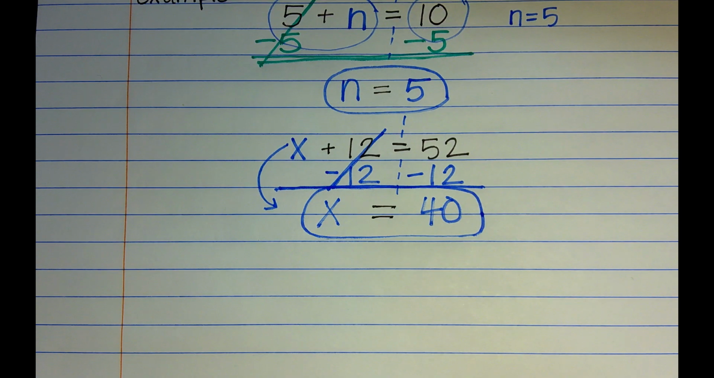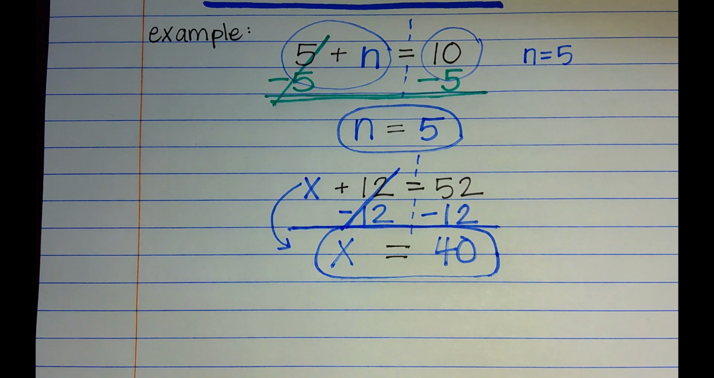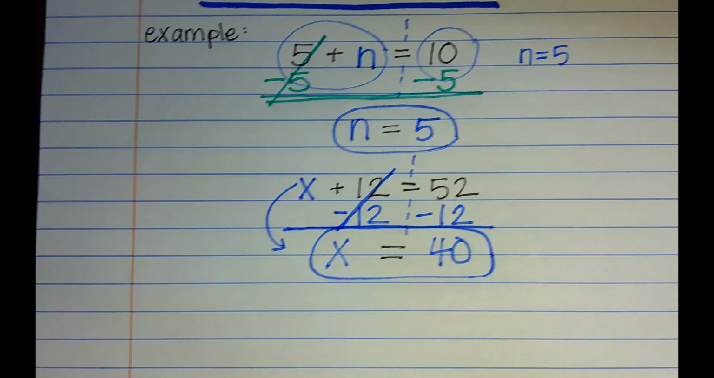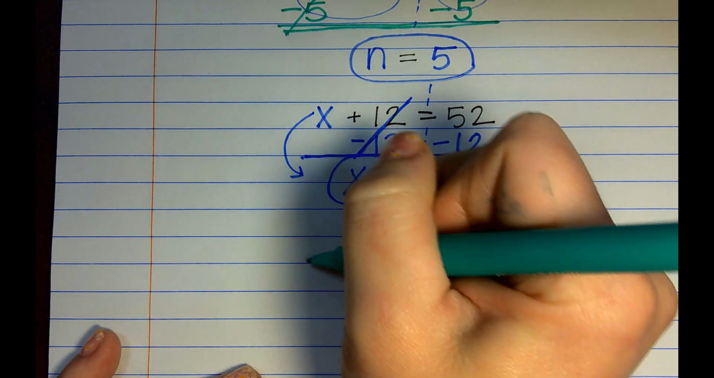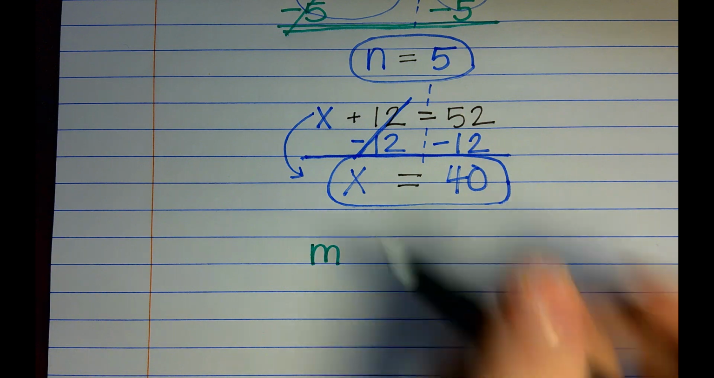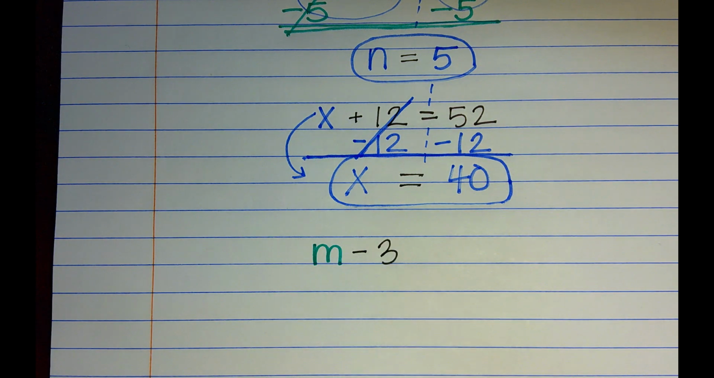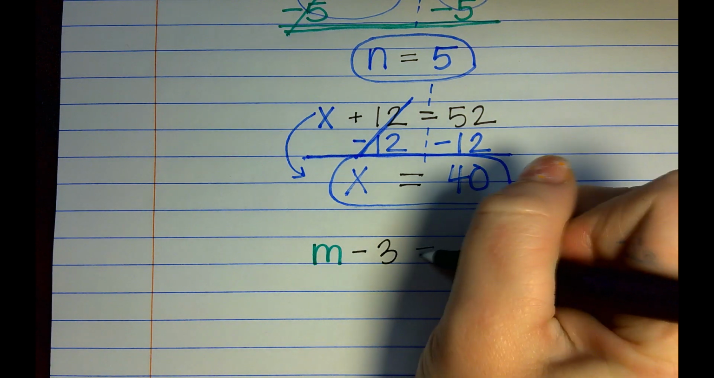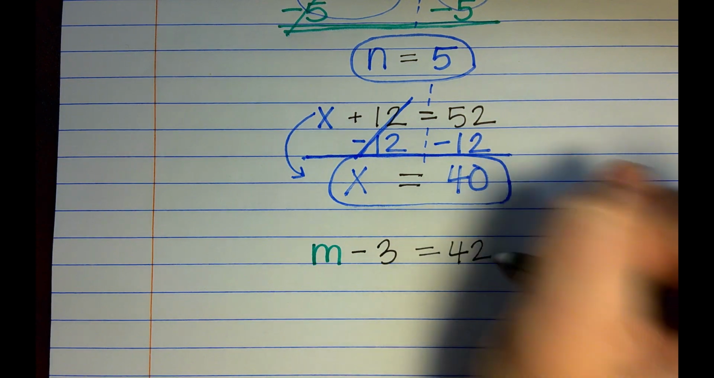Let me give you something slightly different. What if this time I give you m minus 3 equals 42.